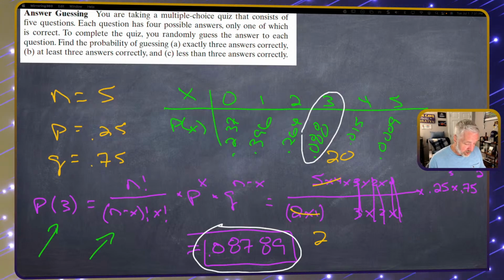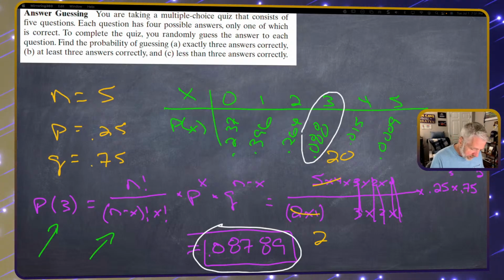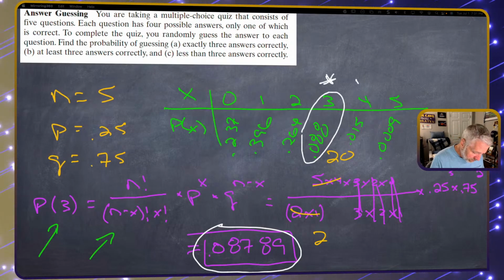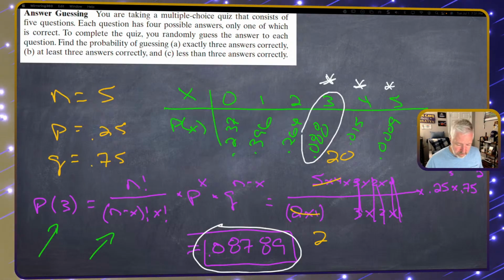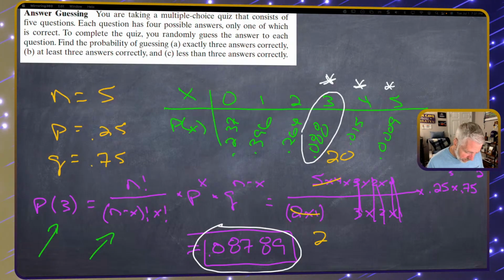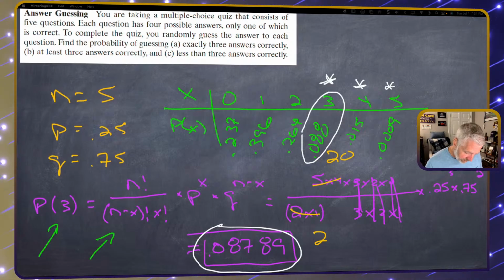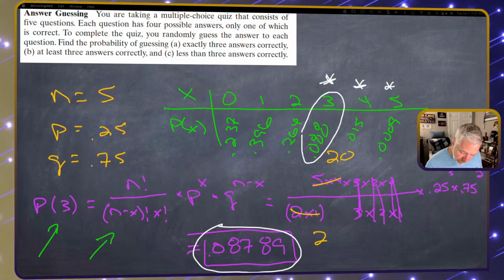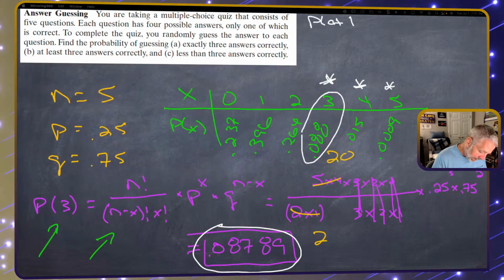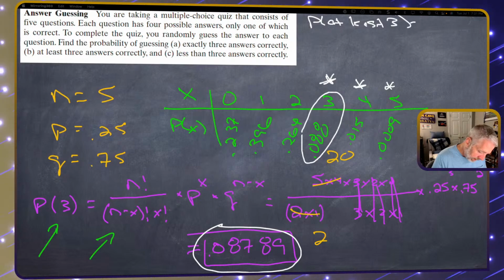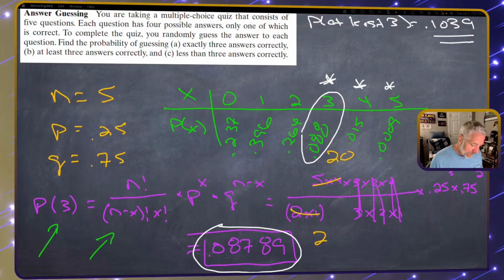At least 3 answers were correct. At least 3 means that 3 is the least number that you've got. So at least 3 means here, here, and here. So I just add those 3 together. I got 0.088 plus 0.015 plus 0.0009, and I get 0.1039. So the probability of at least 3 equals 0.1039. So that's the answer to B.